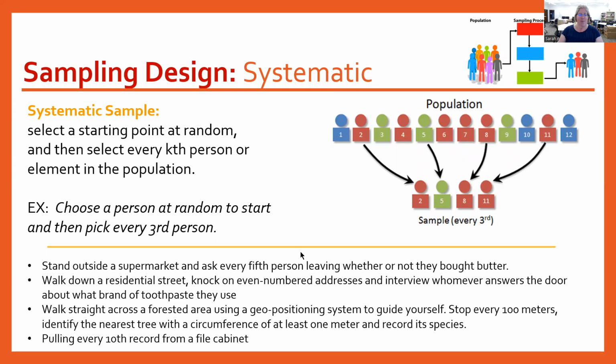So some other examples of this one: stand outside of a supermarket and ask every 5th person leaving whether they bought butter. Walk down a residential street, knock on all the even number addresses, and interview whoever answers the door about what brand of toothpaste they use. Walk straight across a forested area using a geopositioning system to guide yourself. Stop every 100 meters, identify the nearest tree with a circumference of at least 1 meter, and write down what species it is. Or, for example, if you are working with files in a filing cabinet, pull every 10th record as you go through those filing systems.